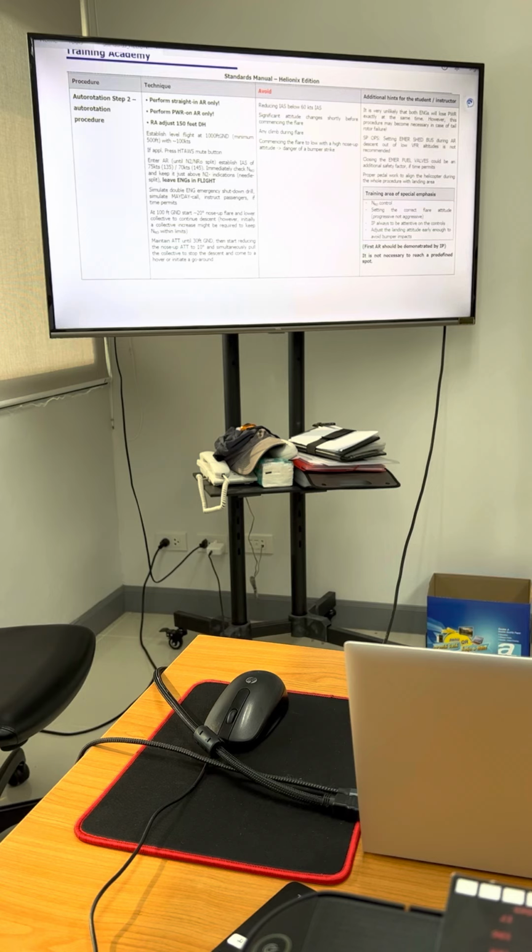Establish the speed 75. Check NR RPM. Keep it just above N2 indication, middle speed. Leave engine in flight. Okay? You keep flight position. Simulate double engine emergency shutdown drill. Simulate mayday call, instruction for passengers if time permits.